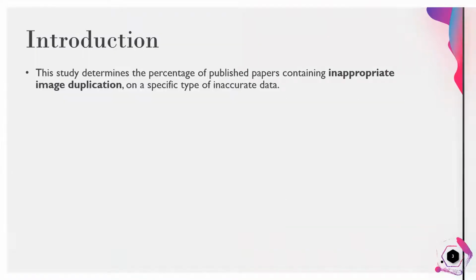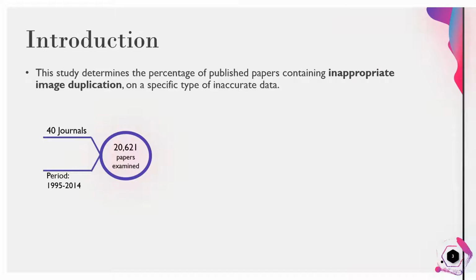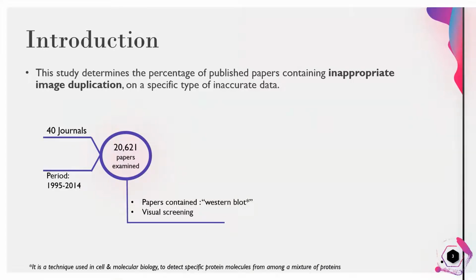So the study determines the percentage of published papers having inappropriate image duplication on a specific type of inaccurate data. The authors have examined over 20,000 papers from 40 different journals, from 1995 to 2014. These papers contained the term Western blot, which is a scientific technique used in cell and molecular biology to detect specific proteins. These papers were all visually screened.